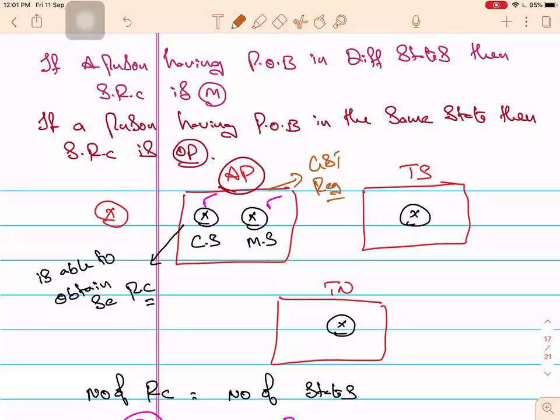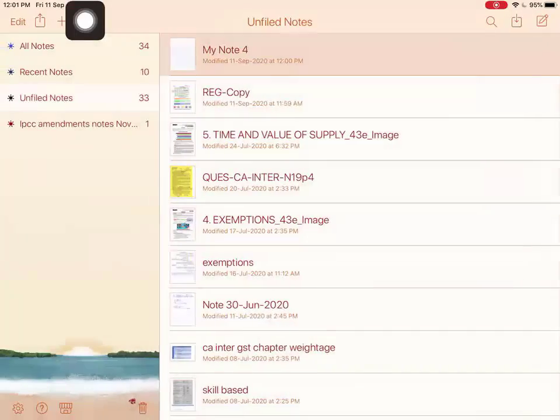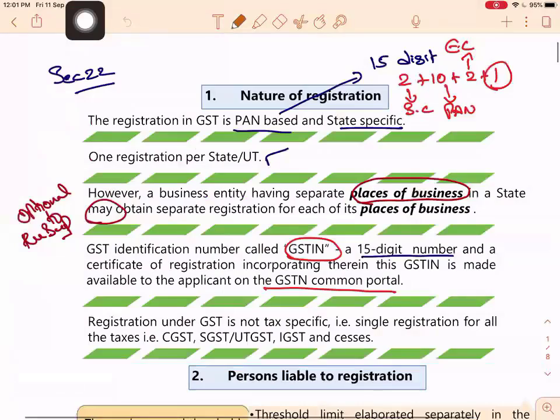That's why under GST, registration is not tax specific. This was the point. Understood what I'm saying? So this was the point. Registration under GST is not tax specific. It is a single registration for all the taxes, that is CGST, SGST, UTGST, IGST, and cess.